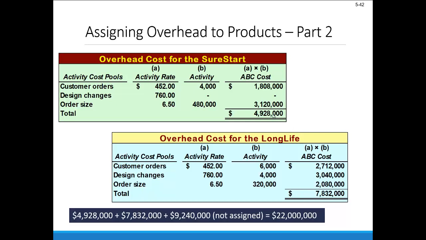Also worth noting here that if we add up the cost we assign to the long life and to the Sure Start, we would not reach that total overhead cost of $22 million that the company had as a whole, because we had that other cost pool, the org sustaining costs, that aren't getting assigned to any product. And that was over $9 million. And it's not uncommon in practice to see these org sustaining costs that are unassignable to products be a pretty significant portion of total overhead cost. Just the nature of doing a lot of business. So that would reconcile to our $22 million company-wide overhead cost though, if we added the two individual products there, plus that org sustaining bucket.